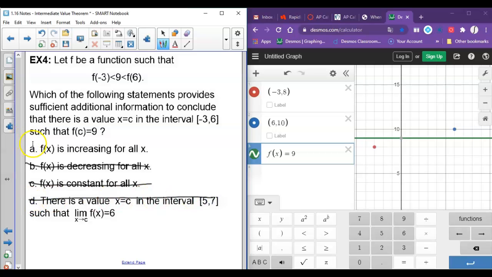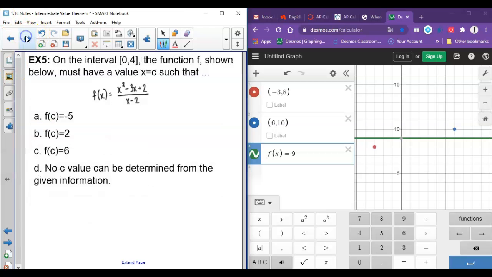The correct answer for this is A, and that would be because if f is increasing for all x, then f of x has to be continuous. And so since it's continuous, it would have to increase from here to here, which means it would have to at some point have a y value of 9 that we see here.